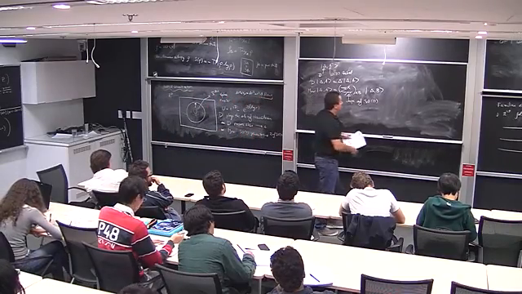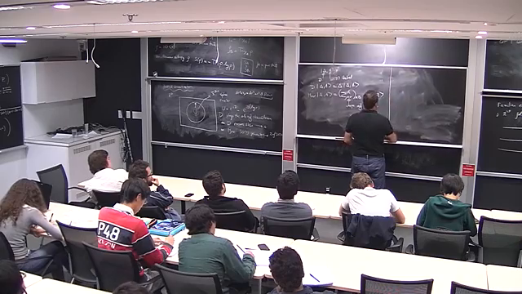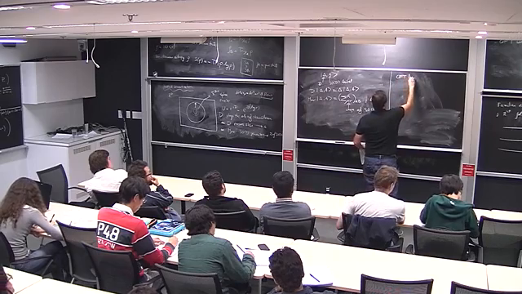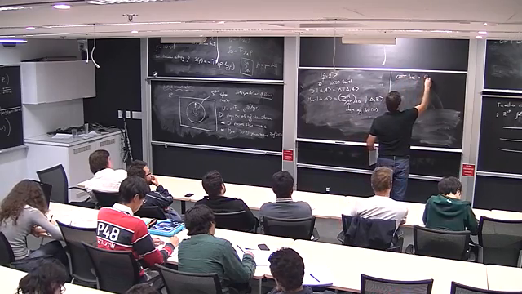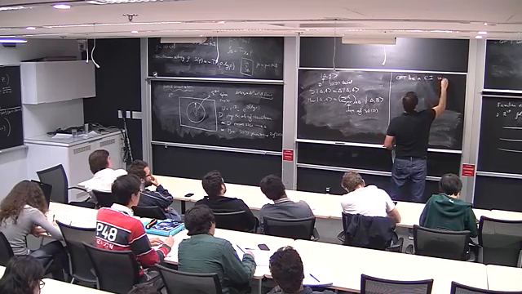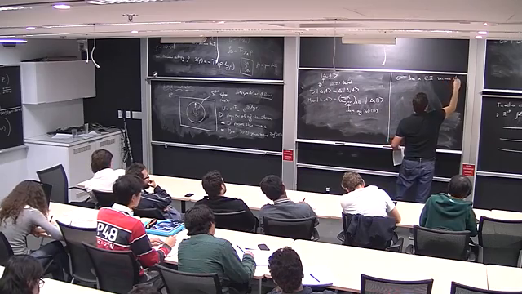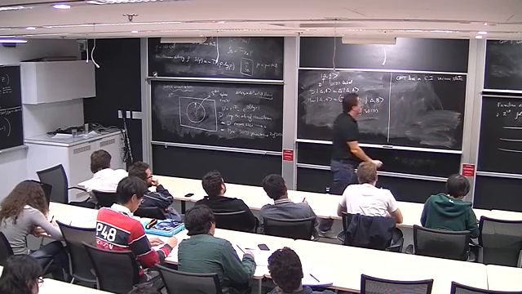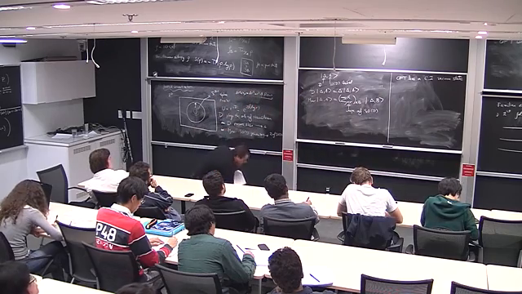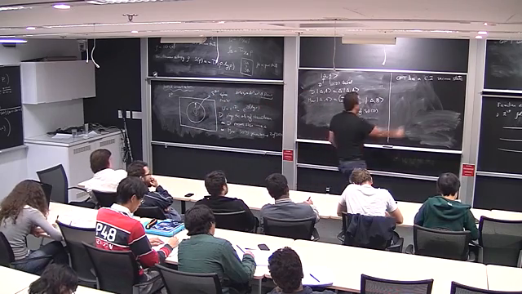Okay. So now in any CFT, there's a special state. There is a conformally invariant vacuum state. This is a state that is annihilated by all conformal generators. So in particular, let's call it 0.